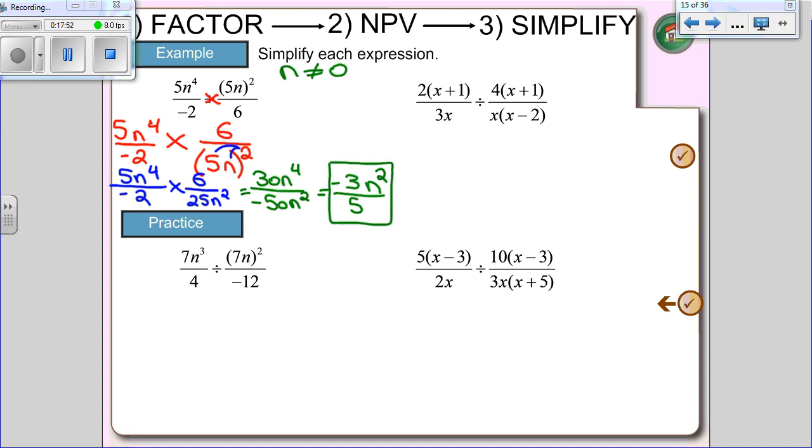All right, last one. First step, factoring. Already factored. Second step, NPVs. I check 3 areas. I get x cannot equal 0, x cannot equal 2, and x cannot equal -1. The order that you write them does not matter. What matters is you know there's 3 of them.